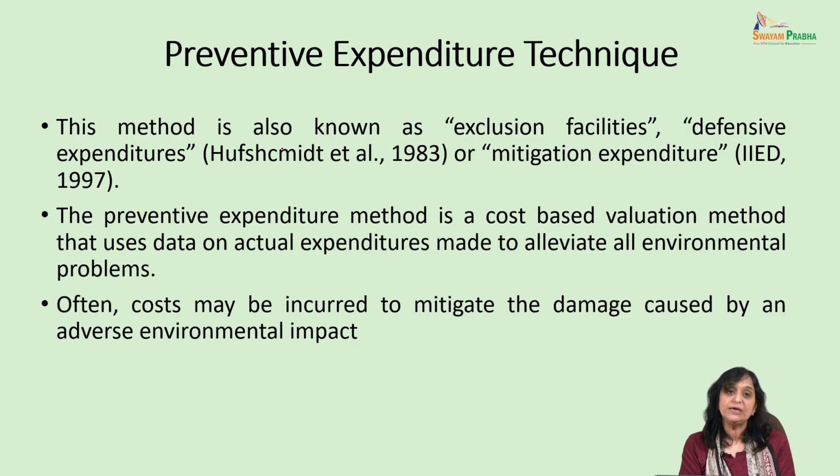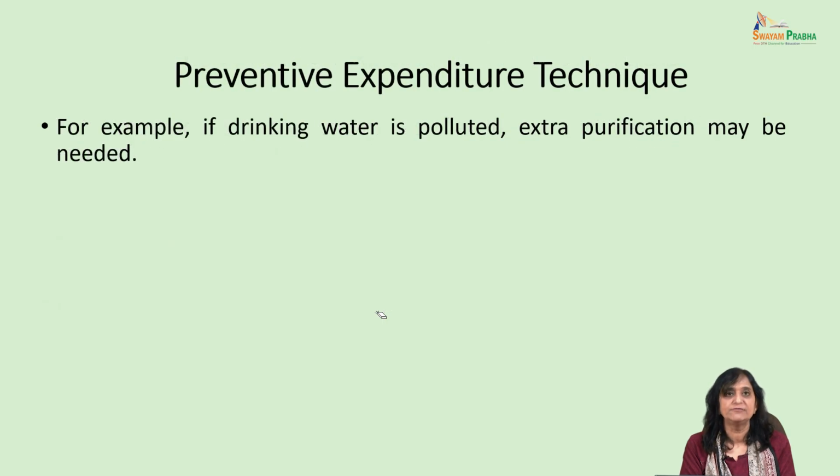Often costs may be incurred to mitigate damage caused by adverse environmental impact. We all know if there is a certain environmental impact and we want to mitigate this damage, costs need to be incurred. For example, lakes are getting destroyed because of a lot of chemical effluents. Then in order to mitigate the damage caused to the water of the lakes, certain money needs to be invested. So that cost is incurred to mitigate the damage caused by the adverse environmental impact.